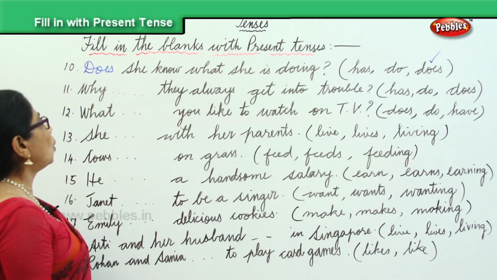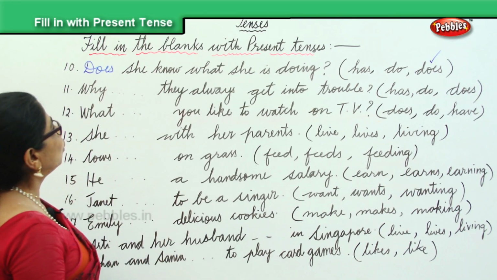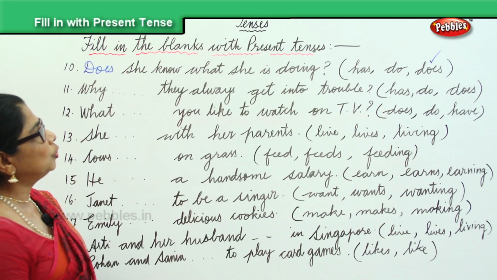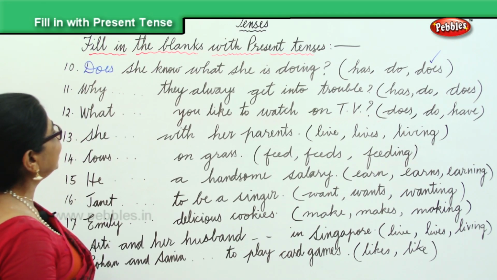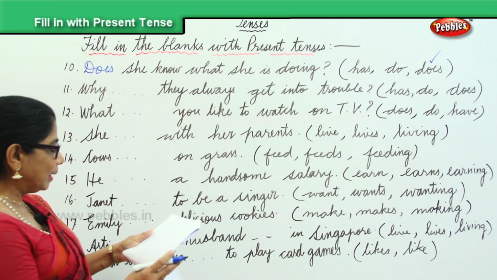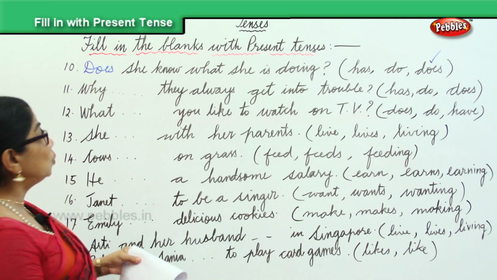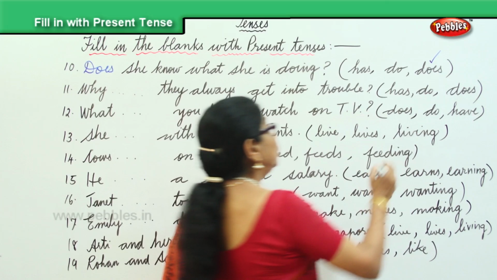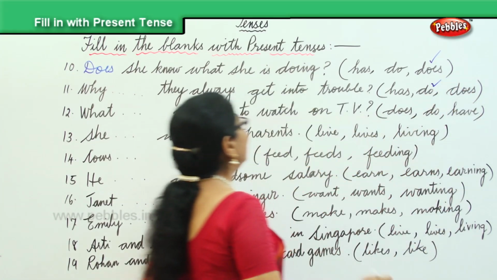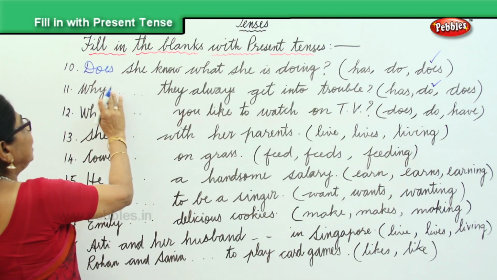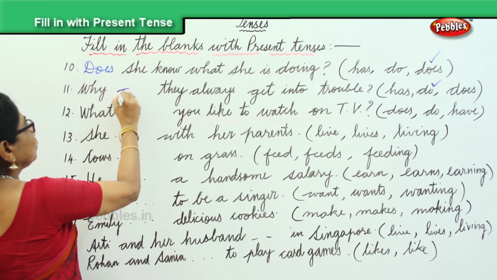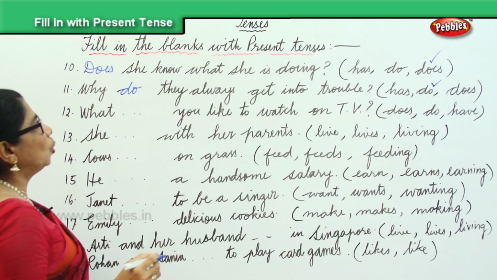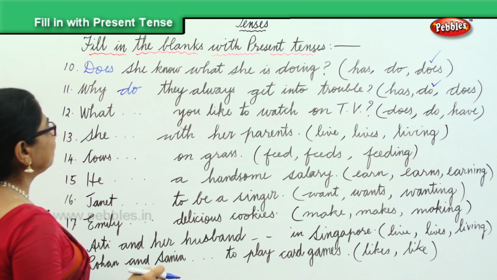And the next one: why has they always getting into trouble? Why do they or why does they? The right one is, why do they. Why do they always get into trouble?